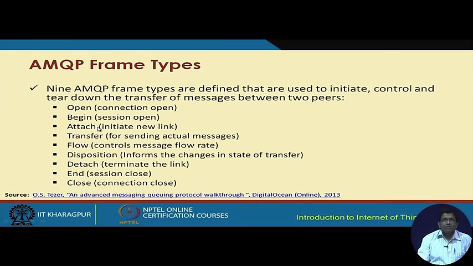Then we have the attach, which is basically used for initiating a new link, transfer for sending actual messages, flow for controlling message flow rate, and disposition that informs the changes in state of transfer. And then we have the detach, which is for terminating the link. So, open, close, begin, end, attach, detach, and in between we have transfer, flow and disposition frame types.